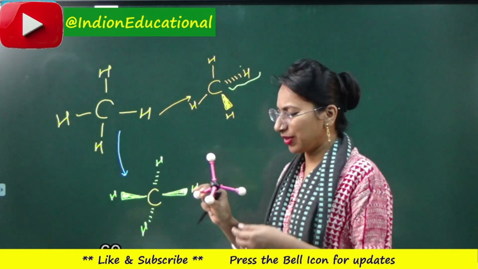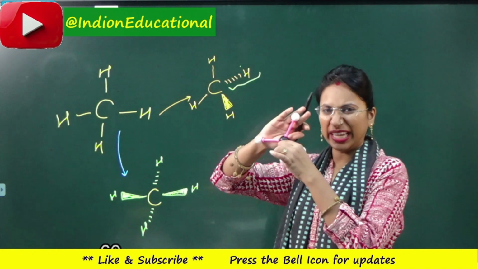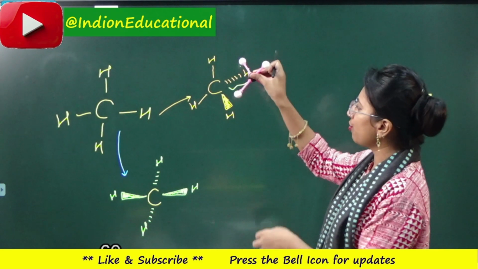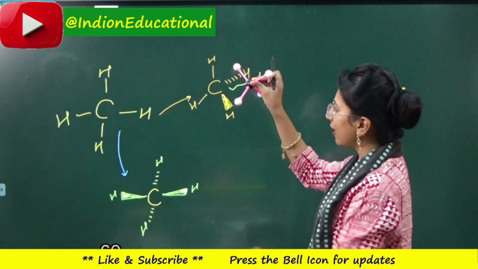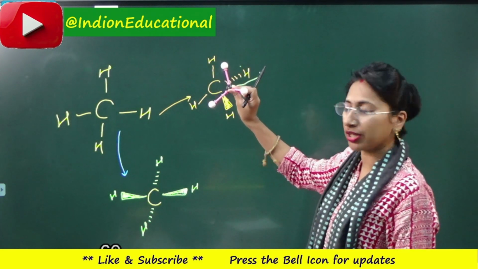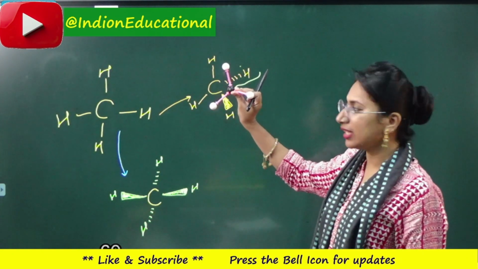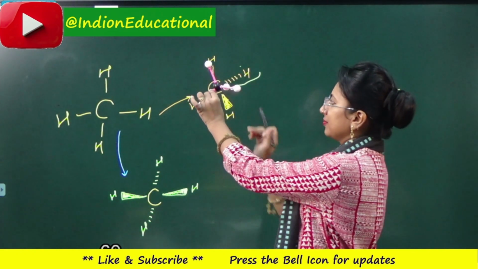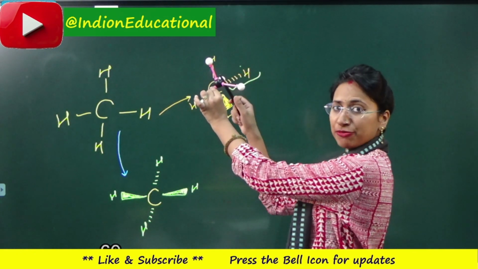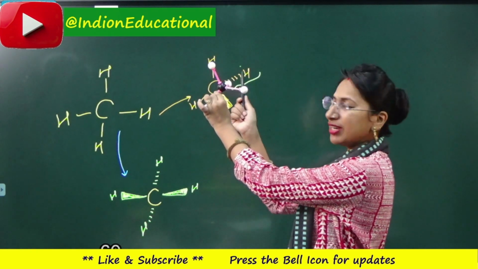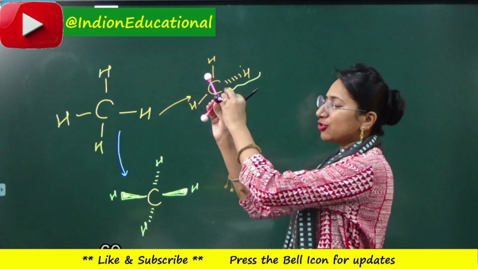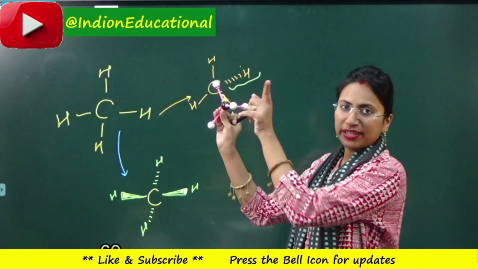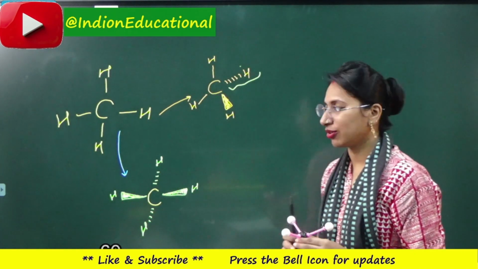So just now we have discussed that a plane can be passed through any 2 of the carbon hydrogen bonds. Let us suppose these 2 carbon hydrogen bonds are on the plane of this board. So this bond is away from, or behind, the plane of the board, and this bond is pointing towards you. So it is above the plane, pointing out from the plane of the board.